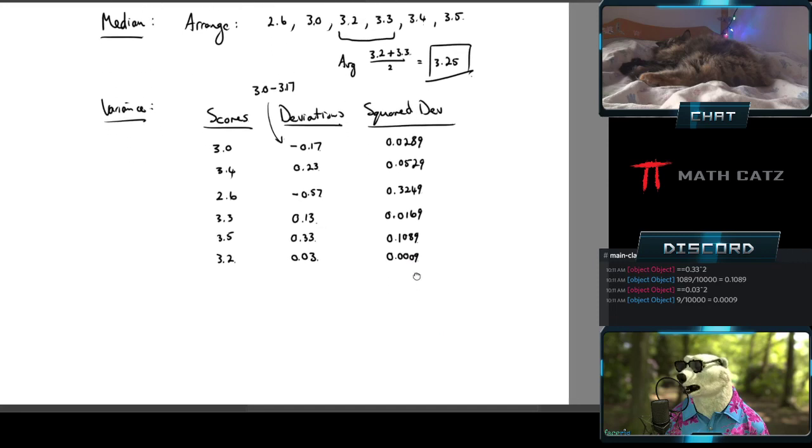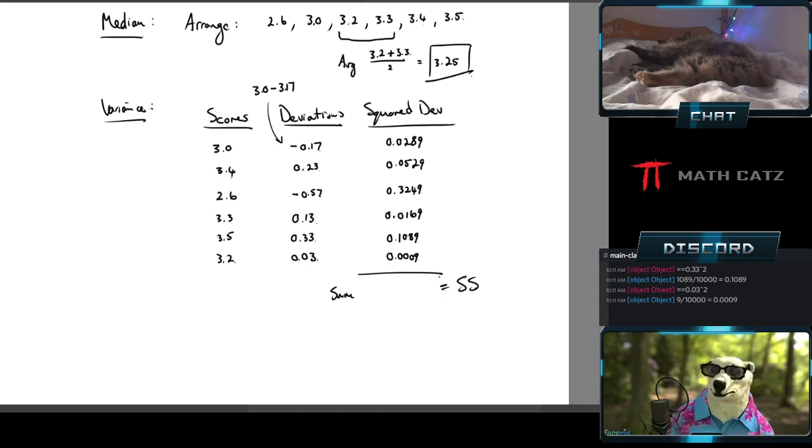Okay, I made it to the end. Now I have to add those up. Add these up. Only the square deviations, right? And this is going to be the sum of the squares. Make sure I type correctly here. Very important. 0.0289 plus 0.0249 plus 169 plus 1089 plus 0.0009.